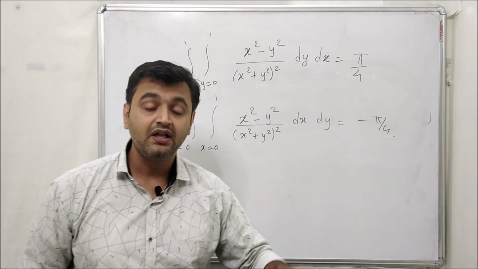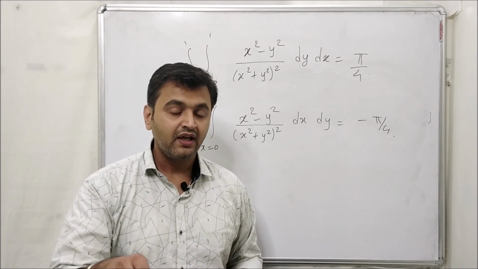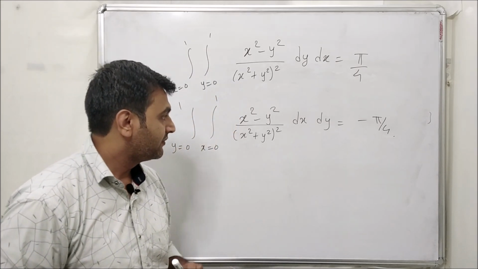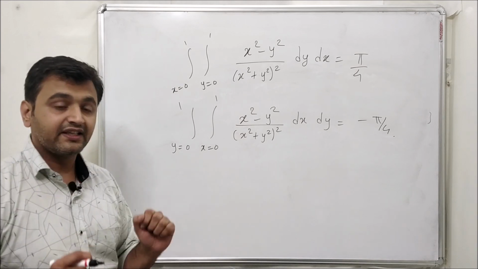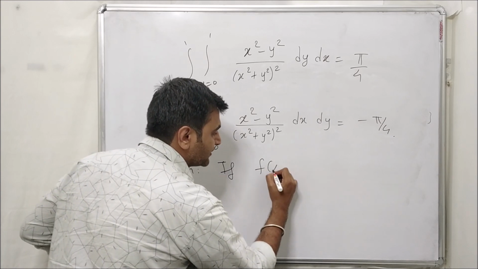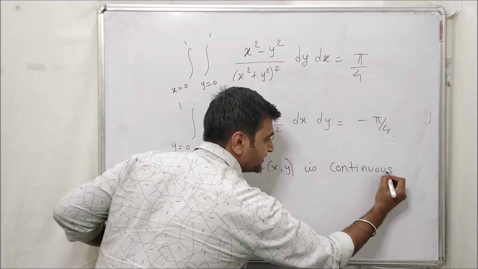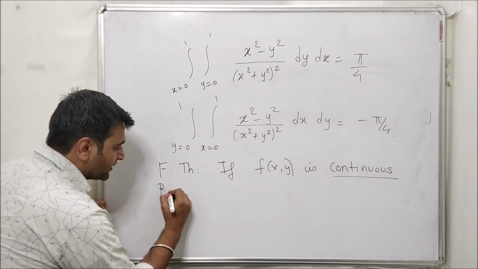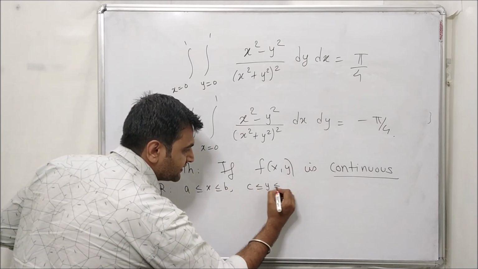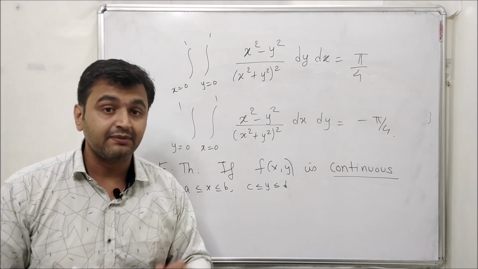Why does this example not contradict Fubini's theorem? At this moment you are supposed to pause the video and tell me the answer in the comment section, without looking at other comments. Okay, the answer over here is: what does Fubini's theorem say? It says that if your function is continuous, a very important word which students usually ignore, if f is continuous over the rectangle a less equal x less equal b, c less equal y less equal d, in that case you integrate in any order, you always get the same answer.